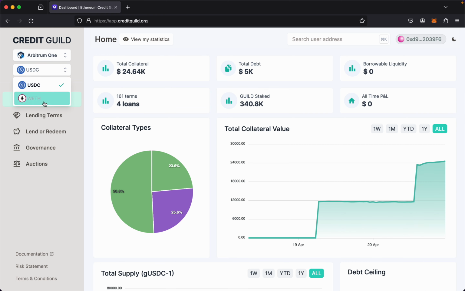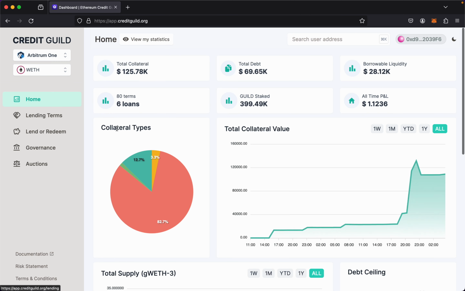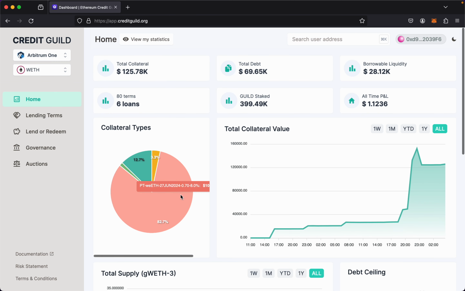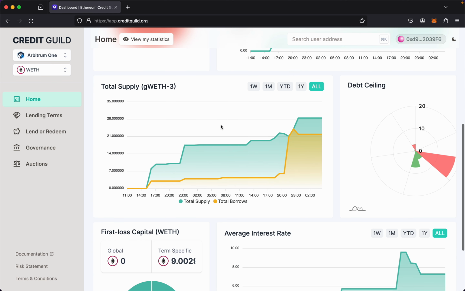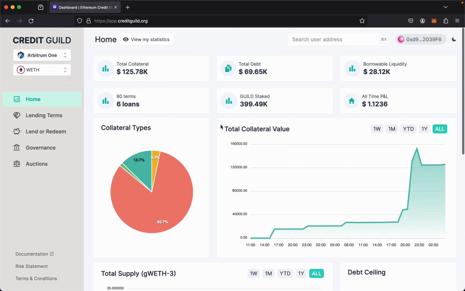You can toggle between the different markets. So here's USDC, here's ETH. You can see the different collateral breakdown. People are borrowing against their Pendle principal tokens. Other than that, same deal.